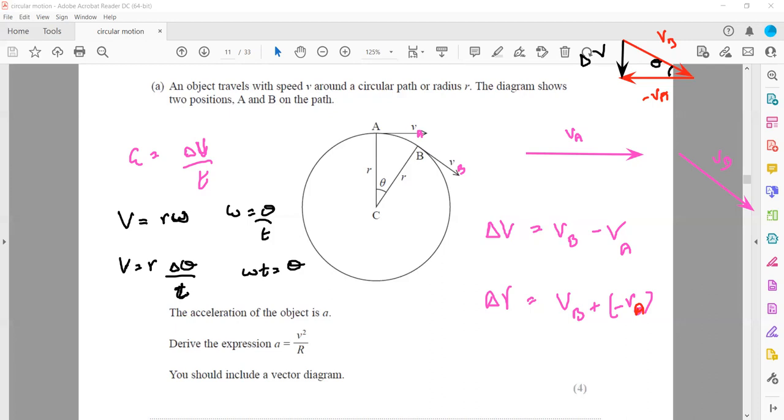And now we try to work out the relation between the angle and the change in velocity. This was a change in velocity, Vb minus Va. In the vector diagram, the velocity is changing because there is a change in direction, but the magnitude is not changing. So this velocity is V, and this velocity is also V.